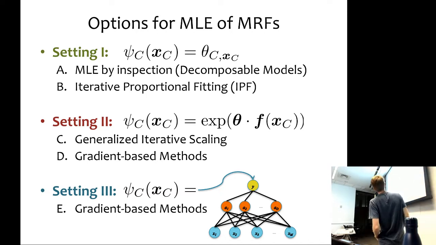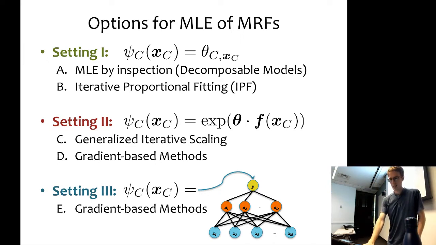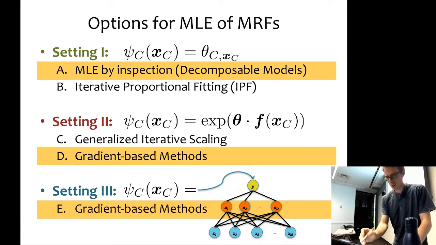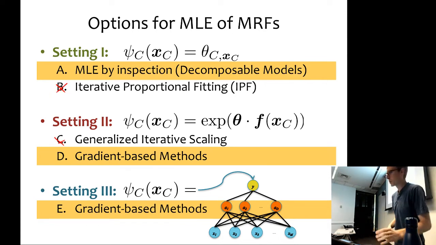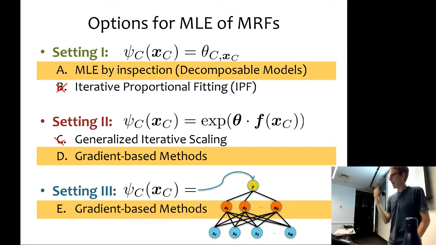There's lots of different ways that you could actually train. All of these also apply to conditional random fields. But we're not going to talk about every possible way under the sun. There's a number of ways up here, like iterative proportional fitting and generalized iterative scaling, that people used to use when these things were first invented and have since been supplanted by gradient-based methods like stochastic gradient descent and Adam, Adagrad, et cetera.